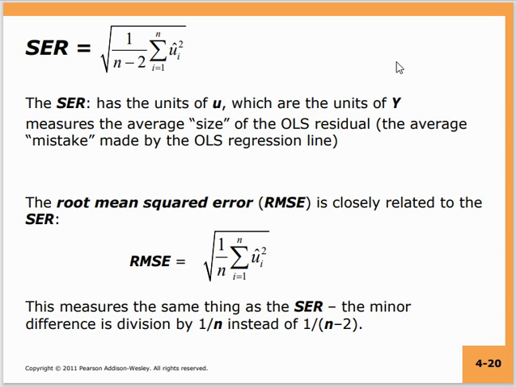The root mean square error, RMSE, is closely related to SER. RMSE is basically the same thing as SER, except that instead of dividing by n minus 2, you divide by n. Then it is known as the root mean square error.